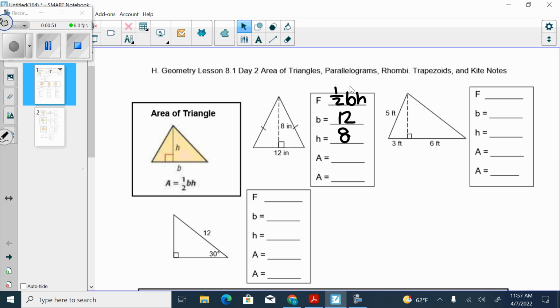Okay, on the next line, they want you to show what it looks like when you plug those numbers in. So you would have 1/2 times the base, which is 12, times the height, which is 8. And then on the last line, you put your final answer. So we need to multiply those three terms together. 1/2 times 12 times 8, which would give us 48. Good. So my area is 48 inches squared.